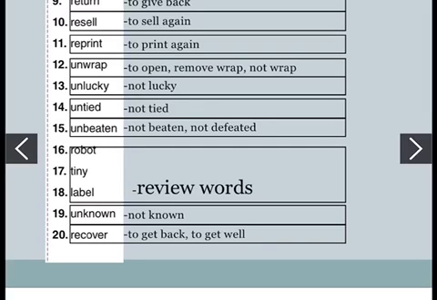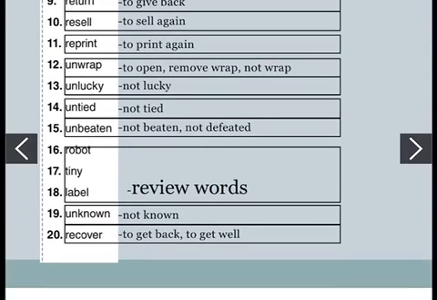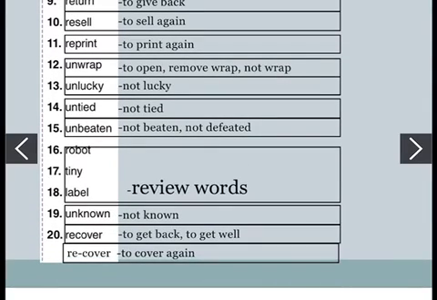Now, I want you to pay attention. Whenever you see the word re-cover written with a hyphen like this, do you see the small line here in the middle? It's called a hyphen. When it's written like this, then this would be a prefix which means to cover again. Remember, the prefix re means again. So when you see the hyphen, that means you cover again. So when I say, can you re-cover that box, it means, can you cover it again?